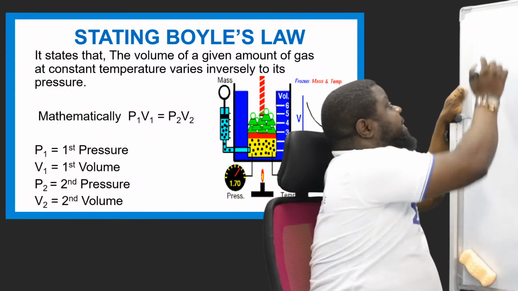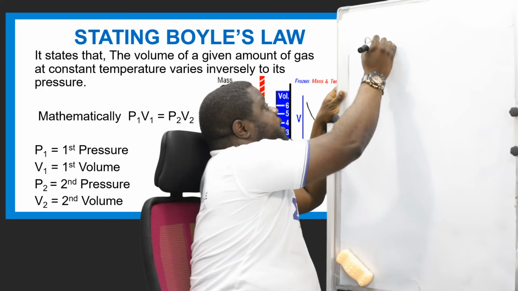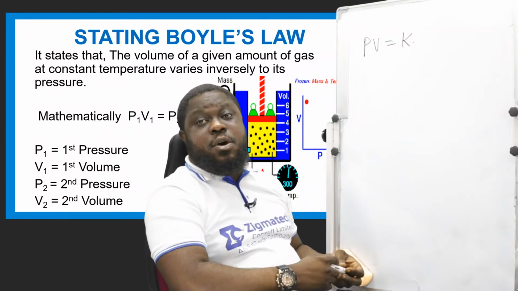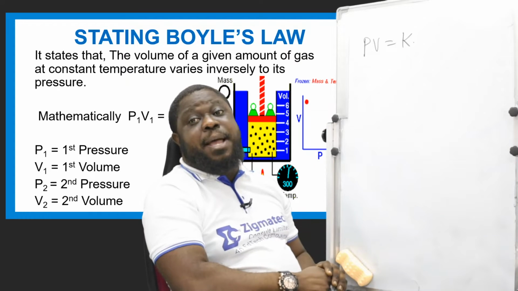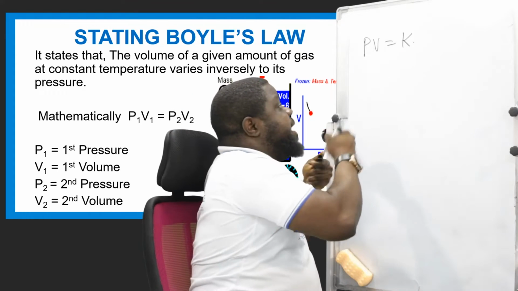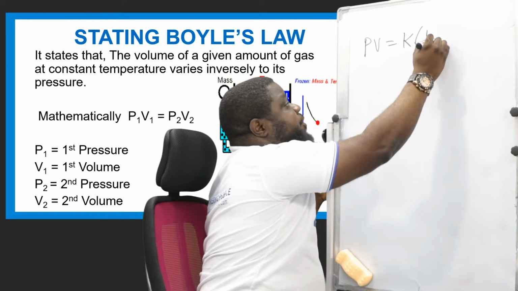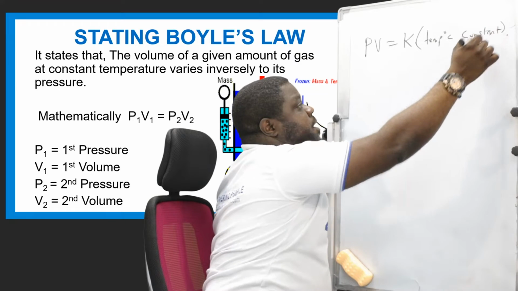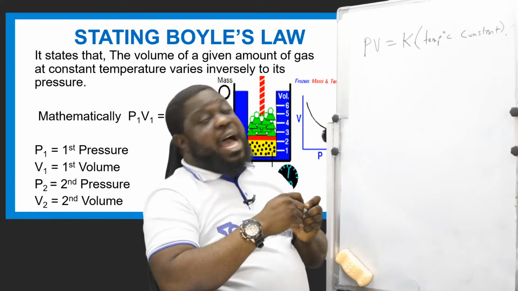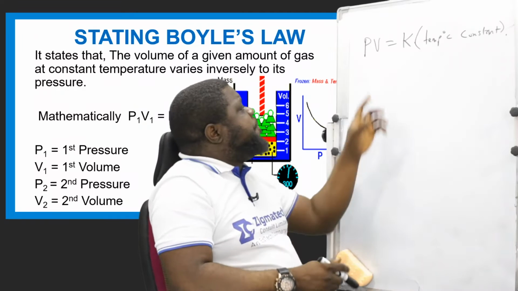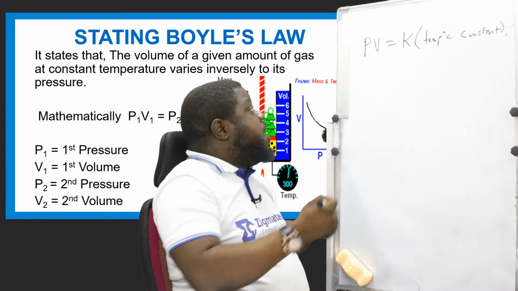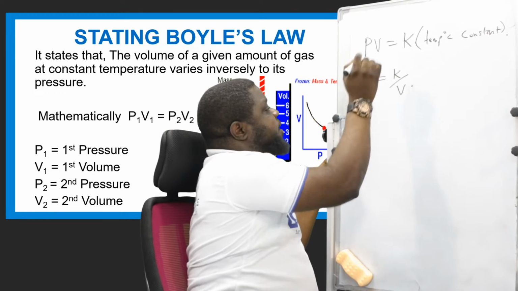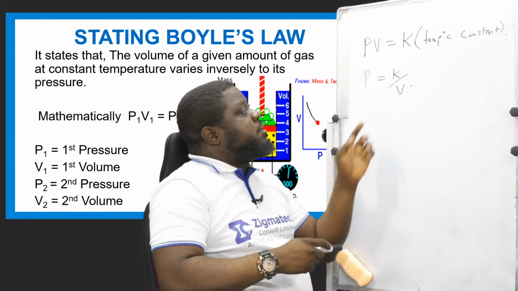This formula can still be written as PV equals K, where K is the constant. That means K is the temperature constant. And I can still write it as, if PV equals K, then P will be equal to K over V.